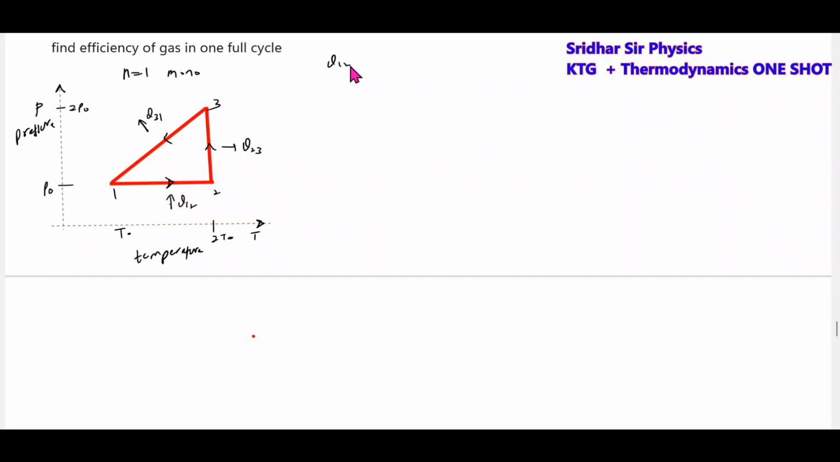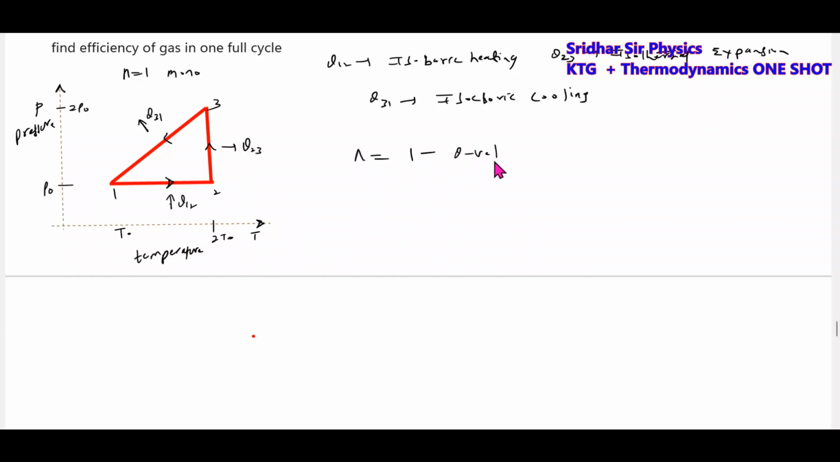So first we'll indicate one thing. What about 1, 2? 1, 2 will be isobaric heating. What about 2, 3? 2, 3 will be isothermal expansion. And what about 3, 1? 3, 1 will be isochoric cooling. Then the efficiency will define 1 minus Q negative by Q positive.